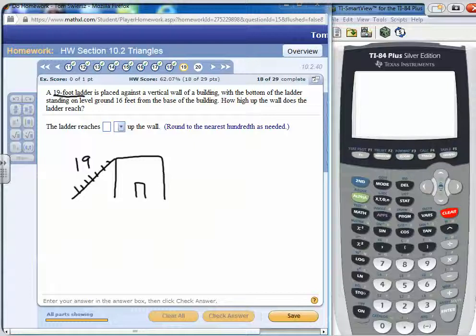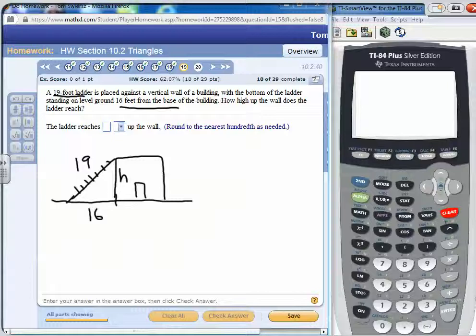The bottom of the ladder is standing on the level ground. There's the ground, 16 feet from the base of the building. So from here, this side here is 16 feet. How high up the wall does the ladder reach? So the height we're trying to find is right there.